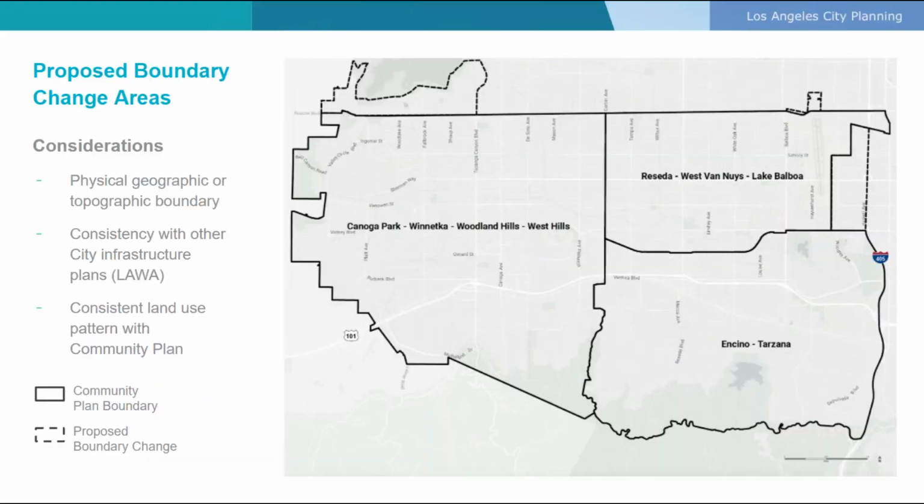Proposed boundary changes are taking place as part of the community plan update. Factors that were considered when looking at the proposed boundary change areas included the presence of a natural or logical physical boundary, such as a freeway or a natural resource, consistency with other city infrastructure plans, such as the Los Angeles World Airports or LAWA owned land, and ensuring a consistent and coherent land use pattern within the community plan.